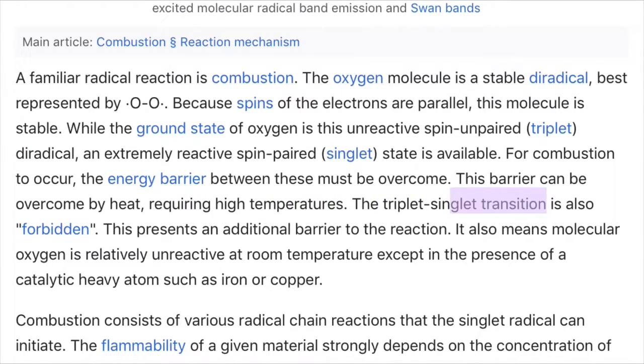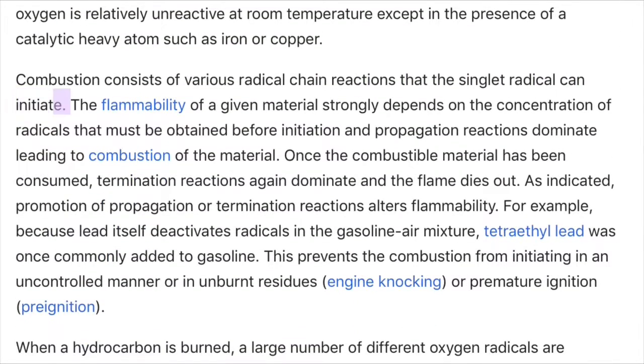The triplet-singlet transition is also forbidden. This presents an additional barrier to the reaction. It also means molecular oxygen is relatively unreactive at room temperature except in the presence of a catalytic heavy atom such as iron or copper. Combustion consists of various radical chain reactions that the singlet radical can initiate.